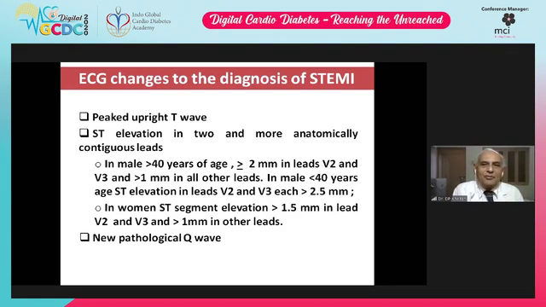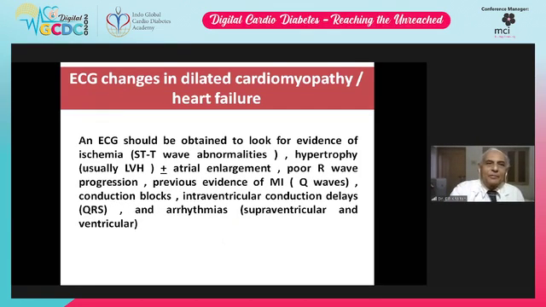In males less than 40 years of age, ST elevation in leads V2 and V3 of more than 2.5 mm each. In women, ST elevation of more than 1.5 mm in leads V2 and V3 and more than 1 mm in other leads. A new pathological Q wave and also new onset of left bundle branch block. Just in brief, I am covering all the things. At the end, I will discuss in detail.